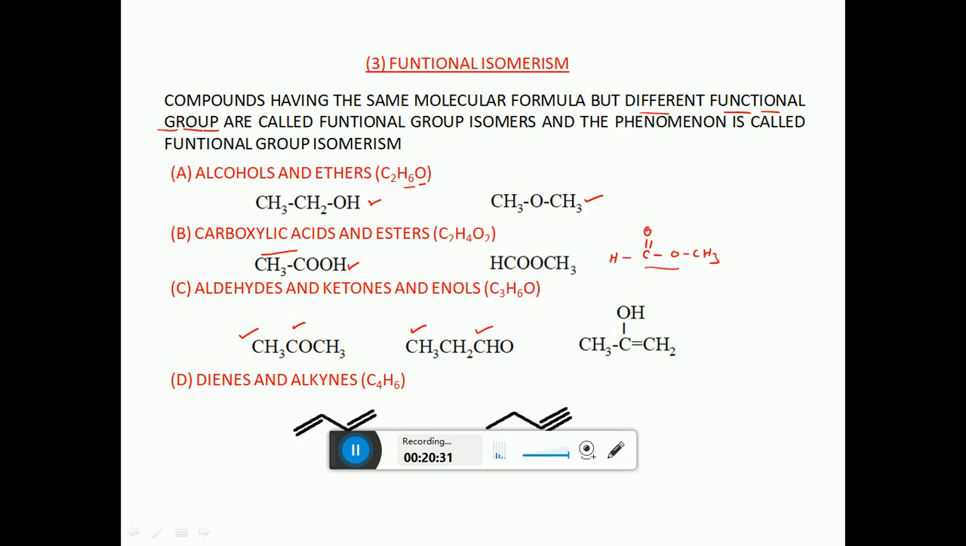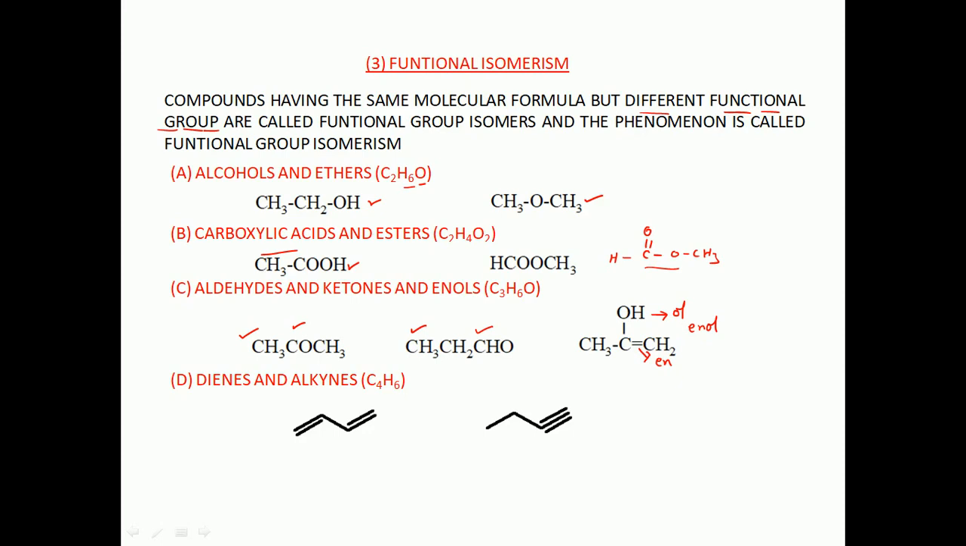With the same molecular formula we can also write another structure called enol. Why am I calling it an enol? Because whenever a double bond is there we call it ene, and the alcohol group we call it ol. So in this structure you have the double bond as well as alcohol, so we call it an enol. So aldehydes, ketones and enols, all three can act as functional group isomers.